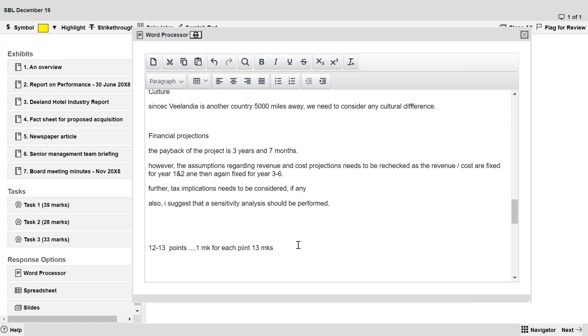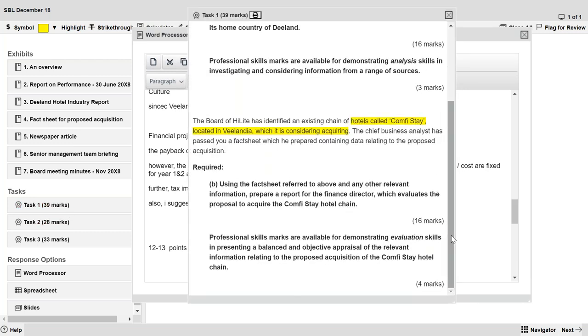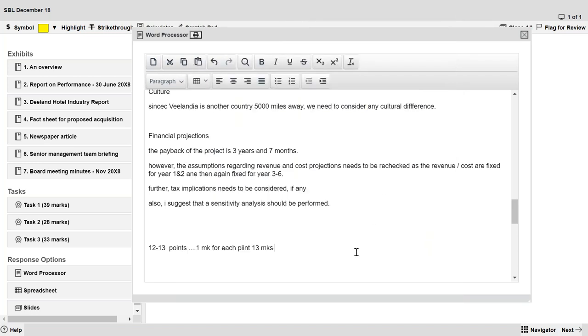Plus, there are 4 marks for evaluation. I'm not being optimistic. Did we cover pros and cons? Did we cover some good points and some bad points? I think we did a balanced evaluation covering both positive and negative points. So out of 4, I would get 2 marks. So 12 to 13 marks from this and 2 marks from professional skills. I should sufficiently score 14 marks out of 20.